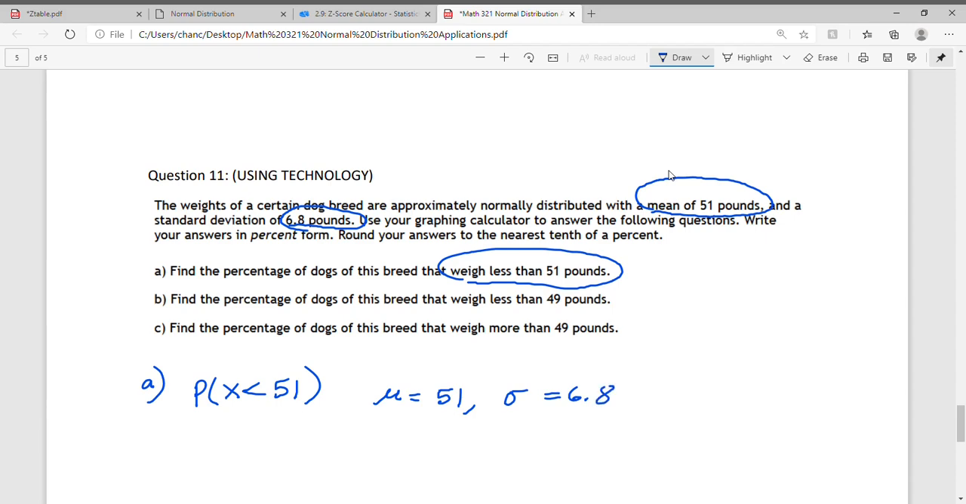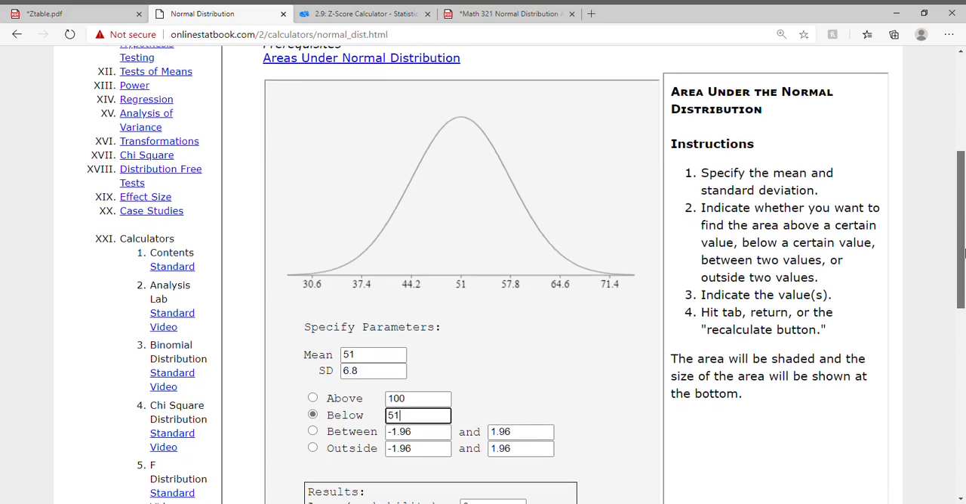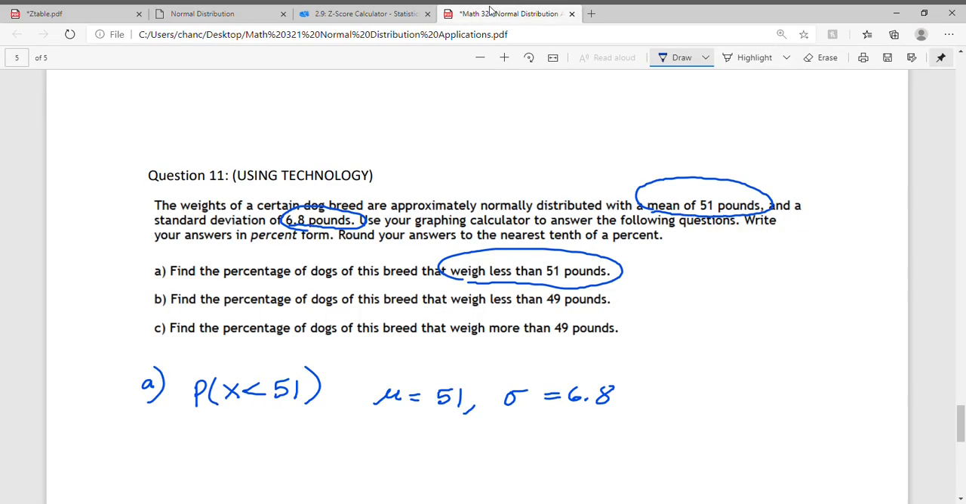So let's go to our computer and enter those numbers. Here I'm going to enter the mean. The mean is 51, and we know the standard deviation is 6.8. I'm going to calculate below, and we want to be below 51 pounds. So let's push below 51 and recalculate, and it's 0.5, which makes sense because that's right in the middle. That's below 51, which is the mean, so it is 0.5 or 50%. So we have this is equivalent to 0.5.